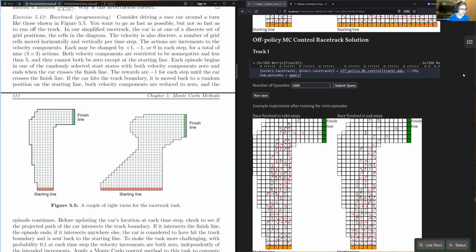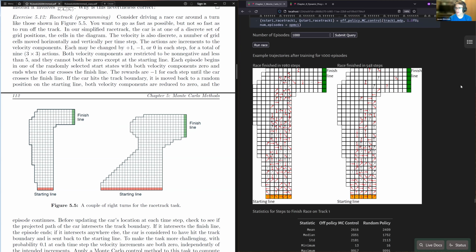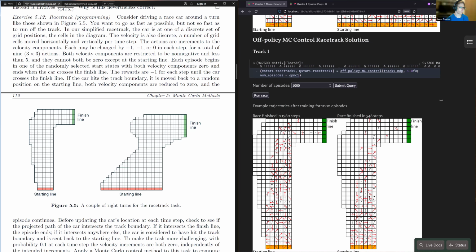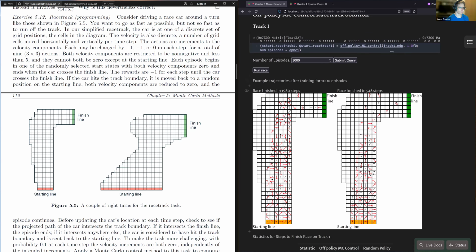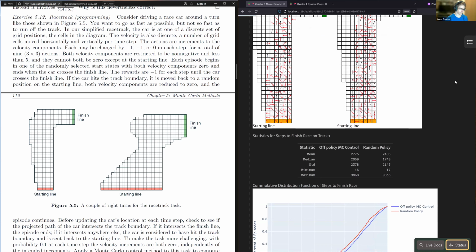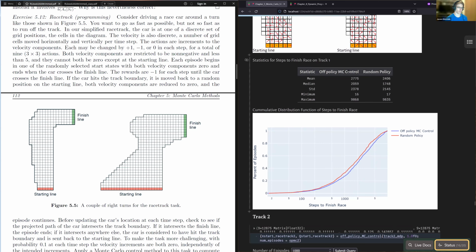So just for completeness, I used all of the different methods in this chapter, but this is the off policy solution, actually only running for 1,000 episodes, which is not very long to do this training. And the question is, how does this do after 1,000 episodes? And the answer, so these are the statistics of the off policy compared to the random policy. And you can see that the off policy solution so far anyway is actually worse than the random policy.